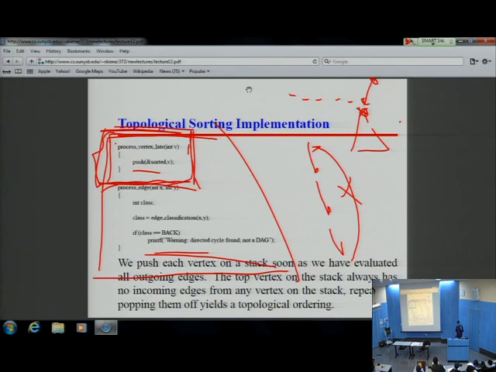Is this going to be linear time? It should be obvious this is going to be linear time, because it's just doing a depth-first search and a total of n pushes on a stack. Each push takes constant time, right? So it is obvious this is going to take n plus m time, because depth-first search takes n plus m time.